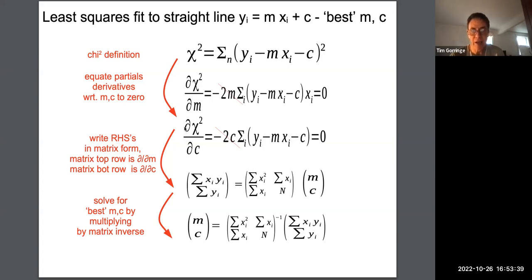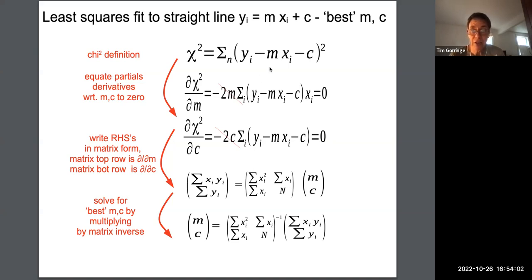I differentiate the chi-squared with respect to the variable C. So here it is also in the square. And then I'm going to set those two derivatives to be 0 over here on the far right, because that's where the minimum is. So this is defining the minimum.